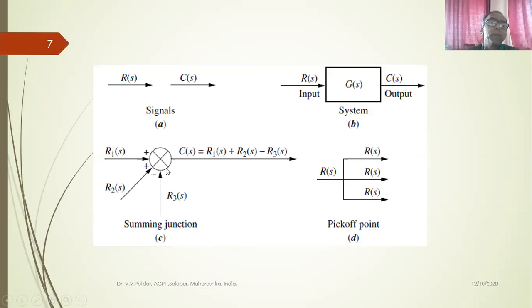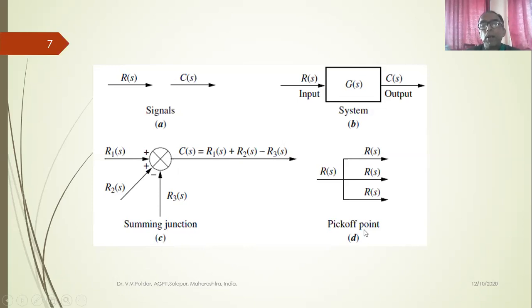Now summing junction or summing point, R1(s), R2(s), and R3(s). These are the summing elements which are coming inside this summing point with a cross. So I have a plus sign and a minus sign. How to read this? This is the output line. This is the summing junction or summing point. C(s) is the output, let us say. This C(s) will be equal to R1(s) plus R2(s) minus R3(s). This is what is written: R1(s) plus R2(s) minus R3(s).